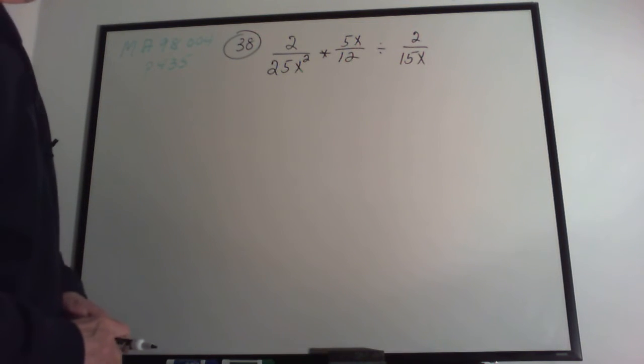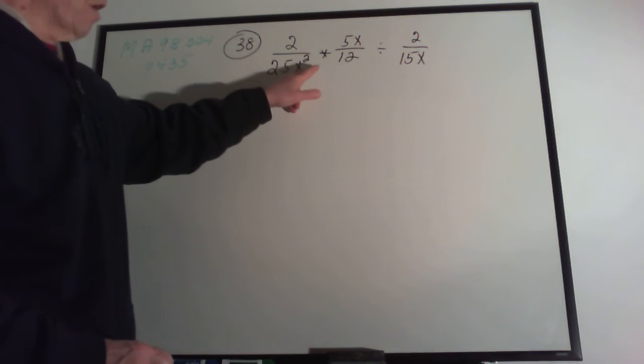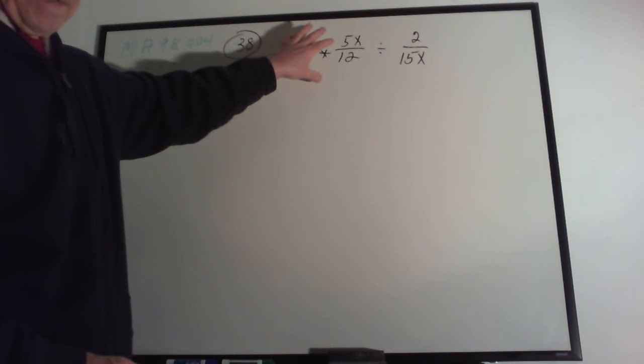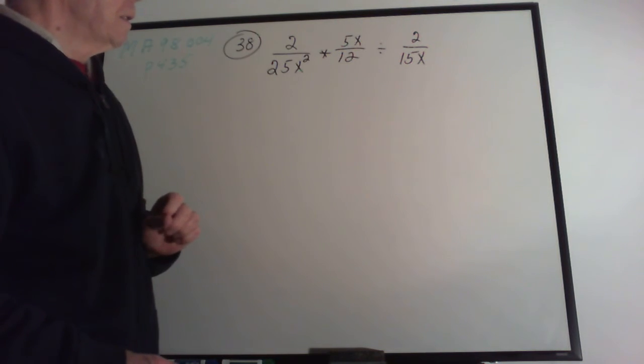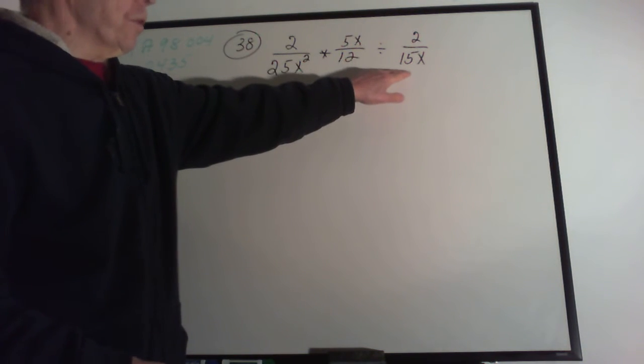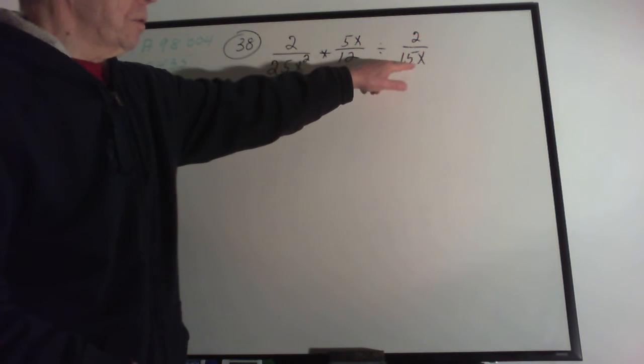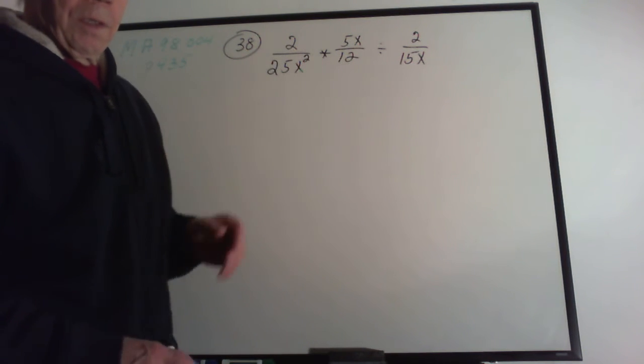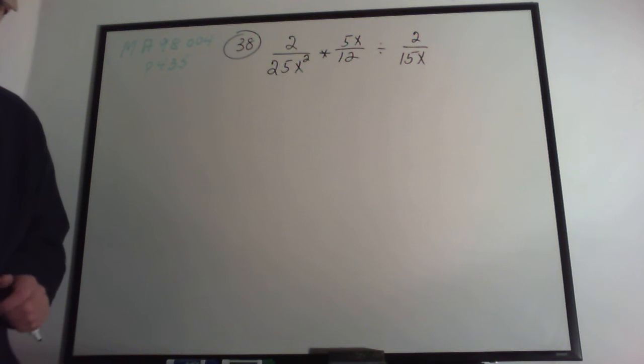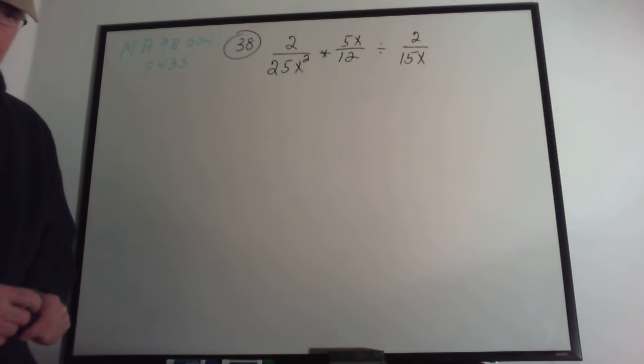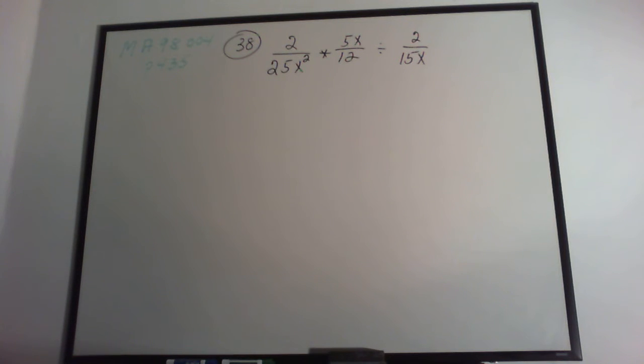All right, try problem 38. Now remember, the order of operations is you do multiplication first, then your division. Since you're going to invert this into a 15x over 2, you can do that first and then factor and simplify where you can. So pause the video and give it a try.